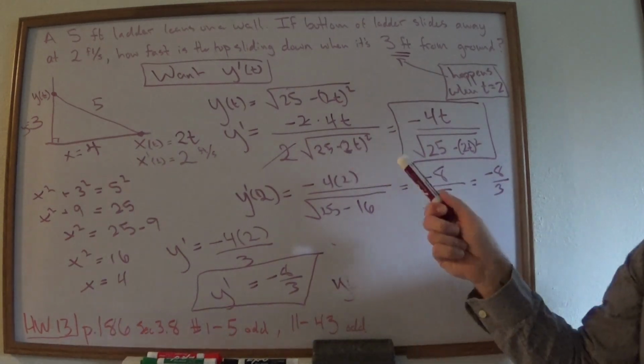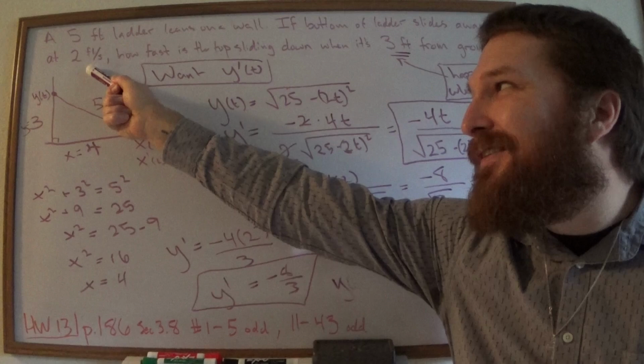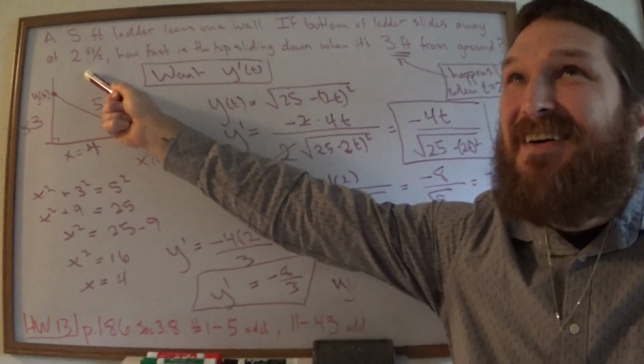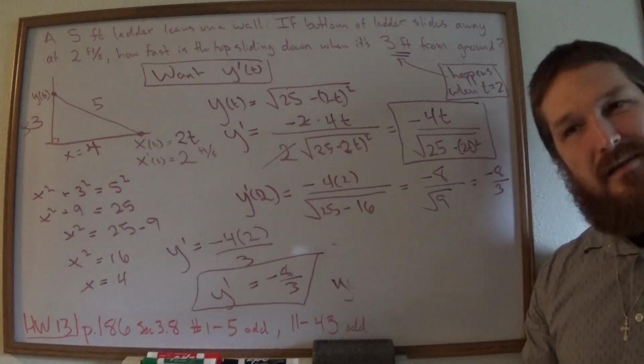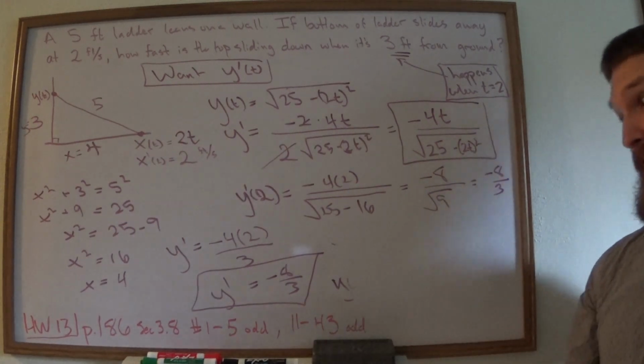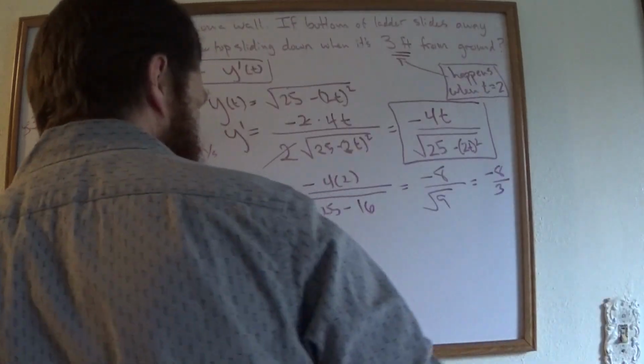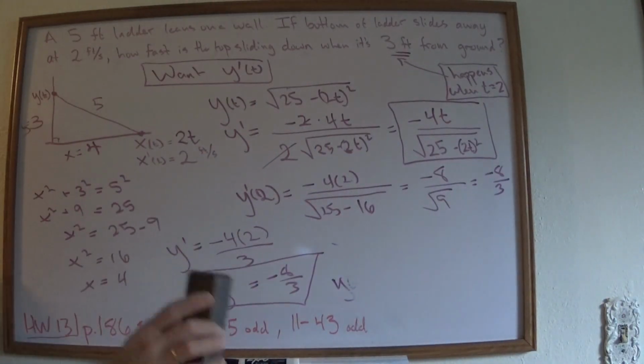Like I said at the very beginning, well, if that's moving at a constant rate and it's 2, the top should move at a constant rate. But we've just seen that's not the case. That's interesting. I don't know about you. That's interesting. So, you got this?